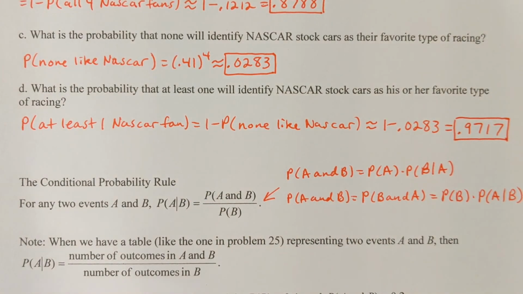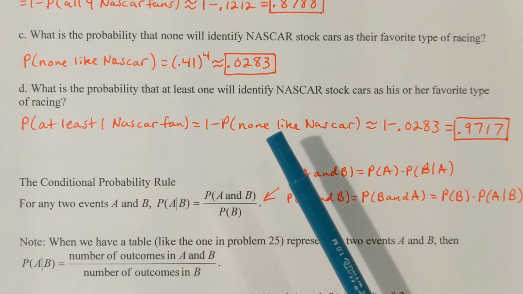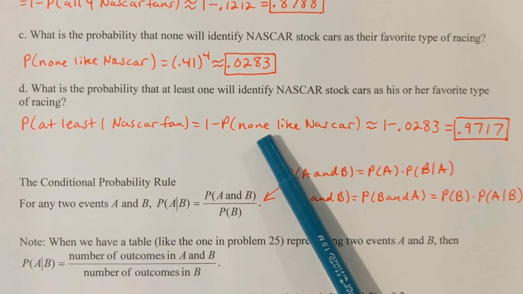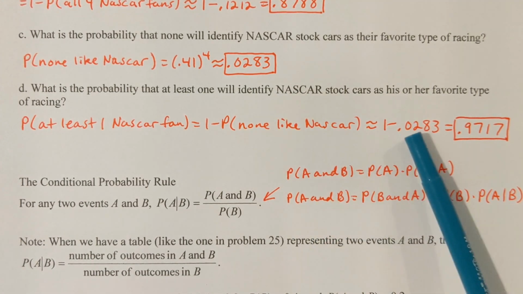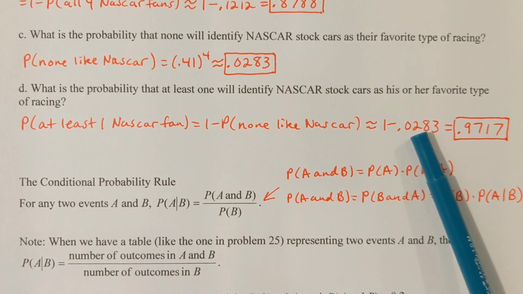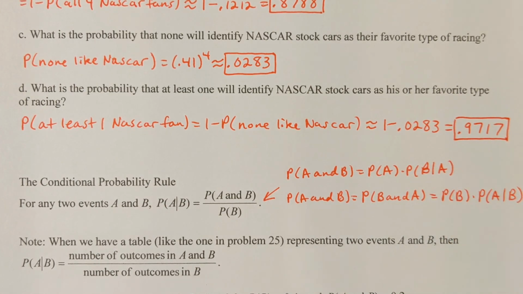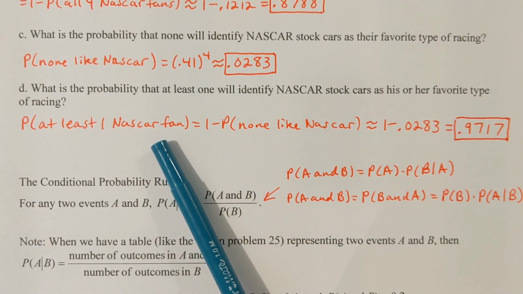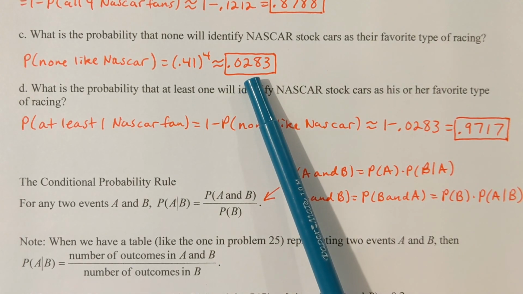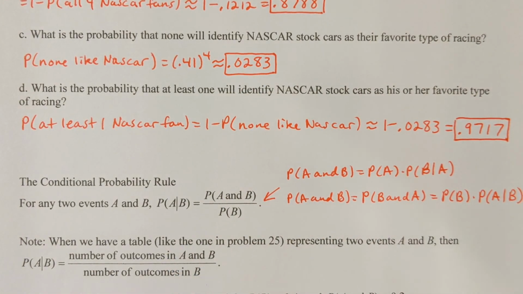What is the probability that at least one will identify NASCAR stock cars as his or her favorite type of racing? At least one means one or more. So again, let's use the complement rule. The opposite of at least one is none. The probability that none like NASCAR, we've already found that. And looks like if I subtract that number from 1, I get roughly 0.9717. And so there would be roughly about a 97.17% chance that at least one is going to like NASCAR. Okay, since it's pretty unlikely that all 4 would not like NASCAR. And we'll stop right there.